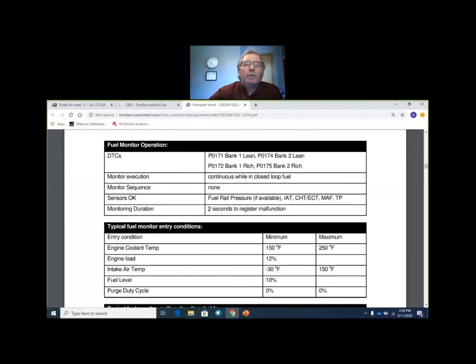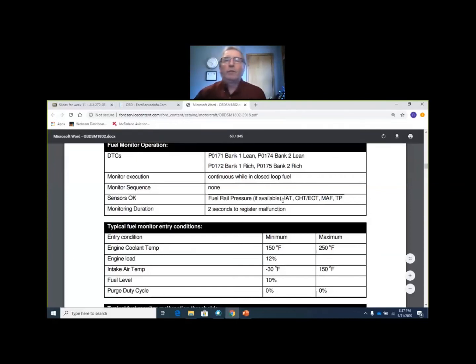How long does it take to register a malfunction? Interesting. 2 seconds. What sensors have to be okay? Well, if it has a fuel rail pressure sensor, that's got to be functioning. We got to have good intake air temperature, cylinder head or engine coolant temperature sensor. Mass airflow sensor has to be okay, throttle position. So if any of those sensors are indicating a problem, this monitor can't run. Right? So you'll have codes for those instead. And it's a continuous monitor. Whenever you're in closed loop fuel control, it's going to be running.